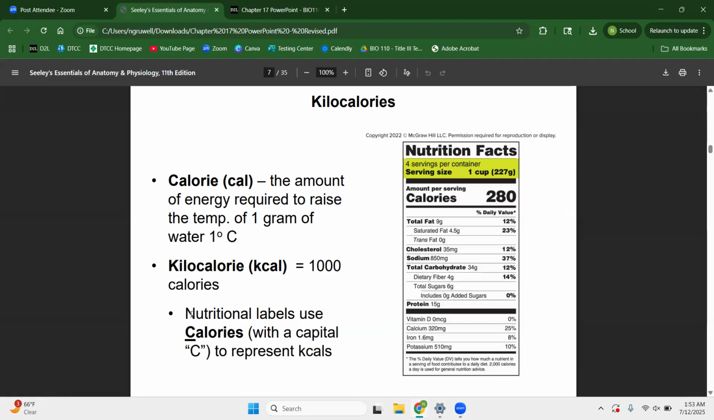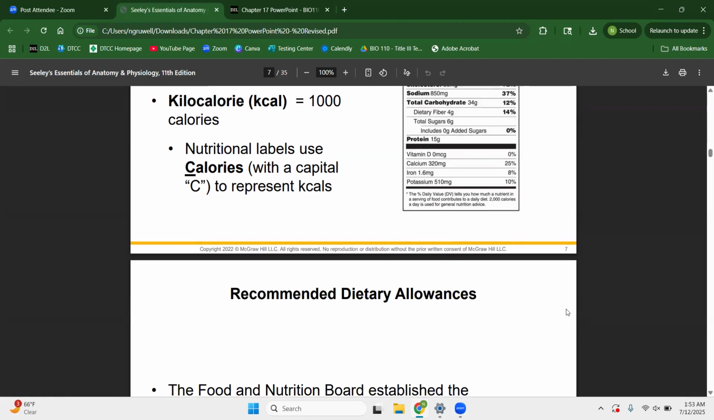But when we write it out, it's got to have that uppercase C because that's how we know it's representing kilocalories. So what you see on our nutrition label is really kilocalories. We just put the uppercase C calories. If we did lowercase c calories, we'd have to multiply this number by 1,000, and that makes things a lot less easy to digest.